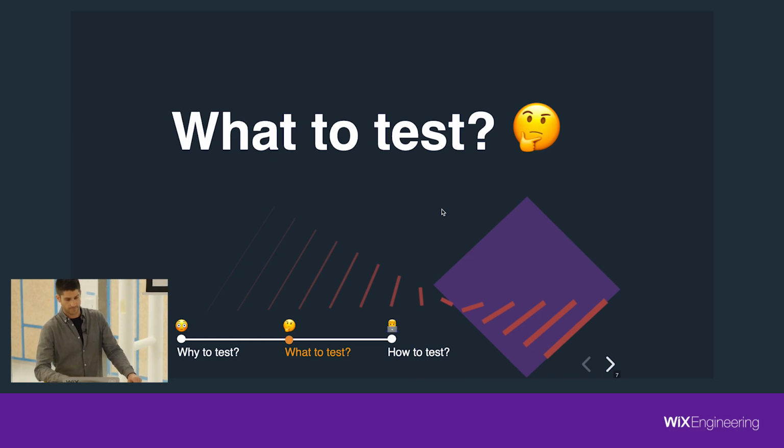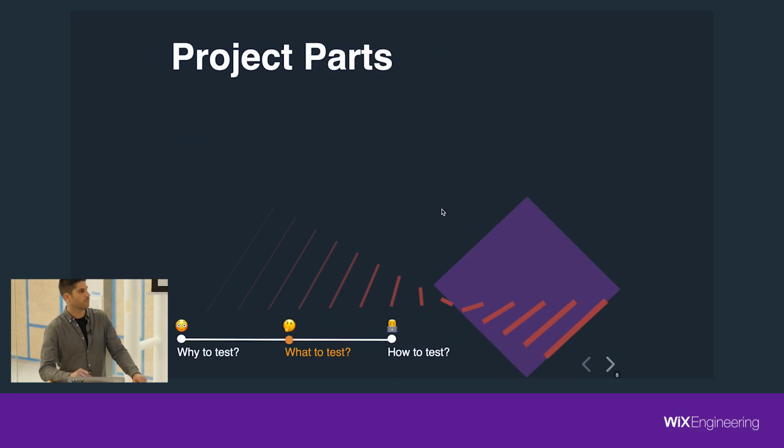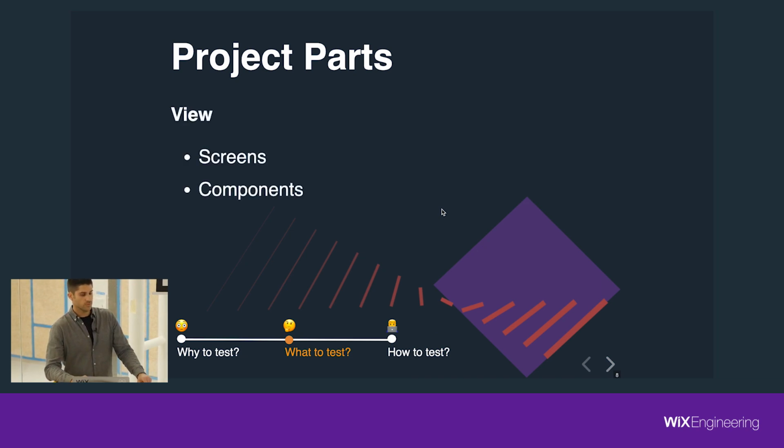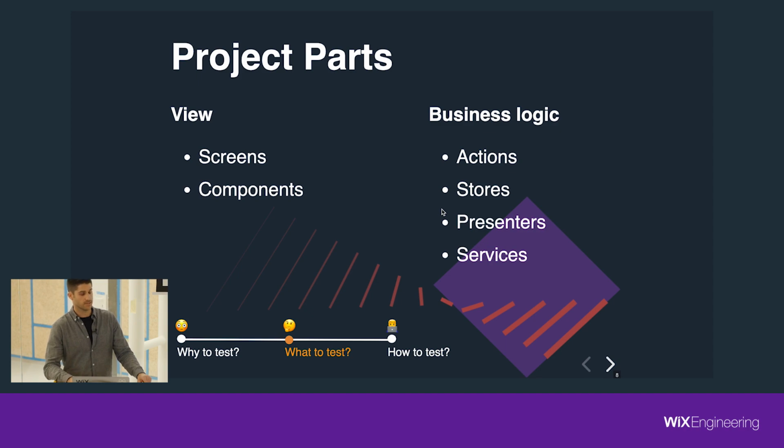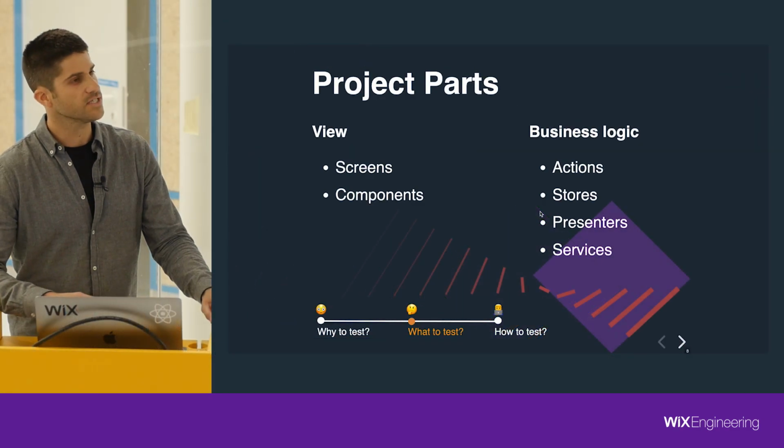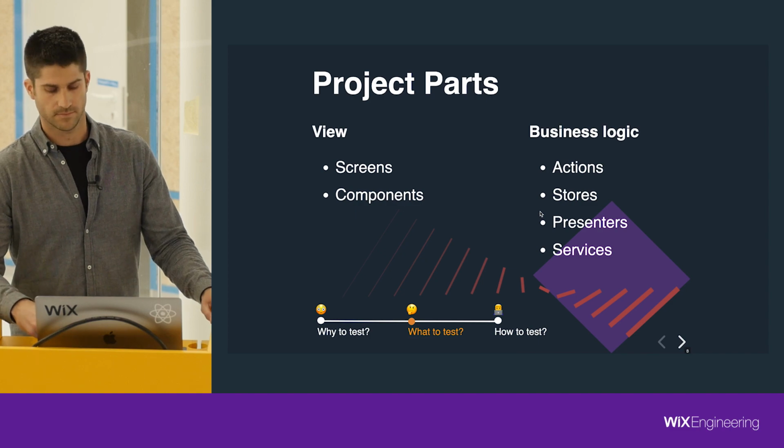What to test? First, let's name the project parts. We have the views, which include screens, components, maybe a custom component that we wrote, maybe a component that we got from any NPM library. And we have the business logic. When you say business logic, you say basically actions and stores. And you might say presenters and services. We're not going to touch them.